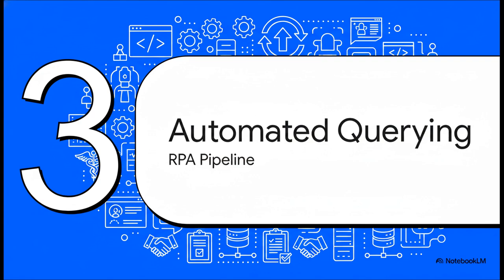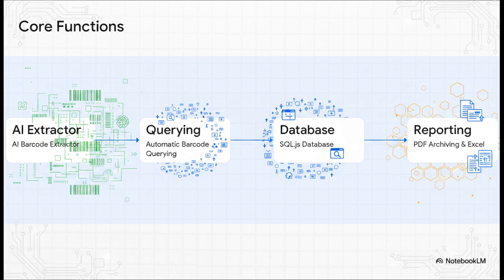Section 3, automated querying with RPA. Let's map out how this automation actually flows end-to-end as a functional developer pipeline. Check out this step-by-step data flow. It kicks off at step 1 with an AI barcode extractor, an intelligent layer designed to parse out barcodes from messy, unstructured initial data. Once extracted, we jump to step 2, feeding those barcodes straight into the Puppeteer engine for real-time querying against the UTS database.